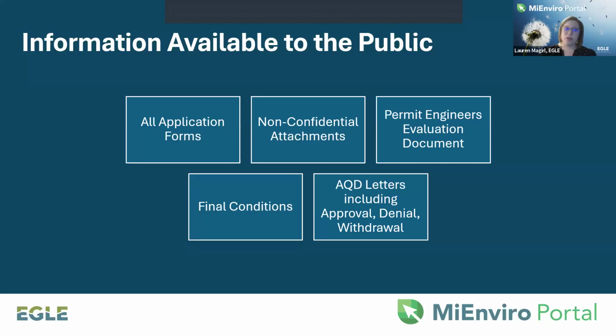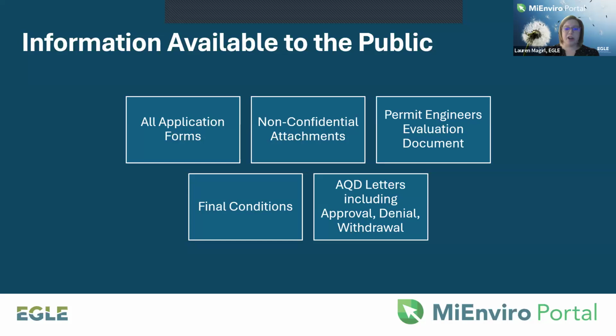This could include an approval, denial, or withdrawal letter of your permit or application, as well as any additional information requests that we believe need to be done in a letter form, or any extension requests as well. Those would all be available to the public. So it's very important to upload any confidential attachments to the confidential attachment box and label them correctly. I will go over this in the live view and show you exactly where to put the confidential files and how to label them.